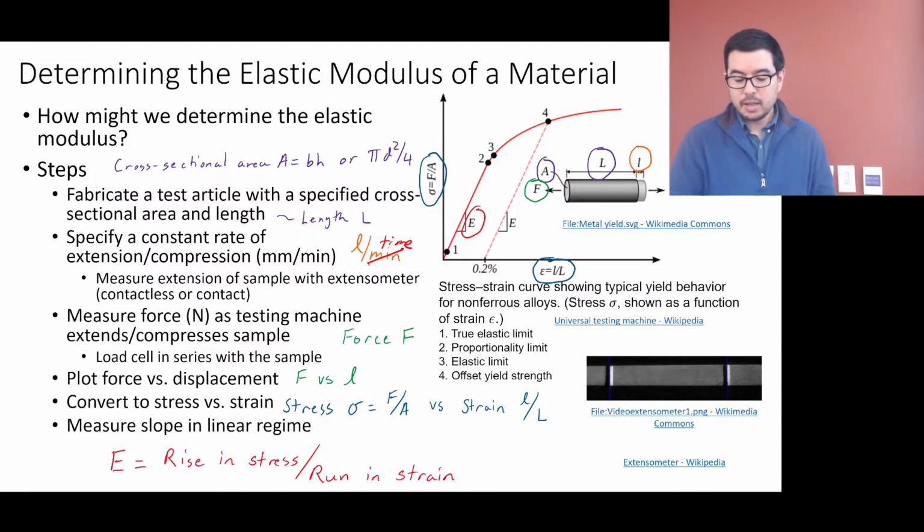Now, if this graph starts at 0, 0, if the line's going through 0, 0, does it matter which point you pick? Not really, as long as it's something below the elastic limit or the proportionality limit. Or these guys are even going farther and saying that the true elastic limit is down here.